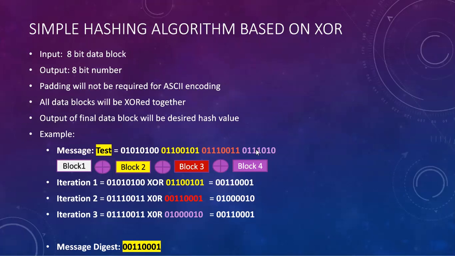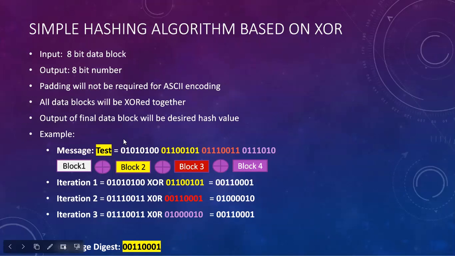And then we will apply the hash algorithm, which is we will take block 1 and block 2 and do an exclusive OR between them. And this is the result which we will get. So this is our first result. We'll take the first result and do an exclusive OR with our third block, which will give us our second result. Then we'll take our second result and do an exclusive OR with our fourth block, which will give us our final hash value. So our final hash value is 0011110001.